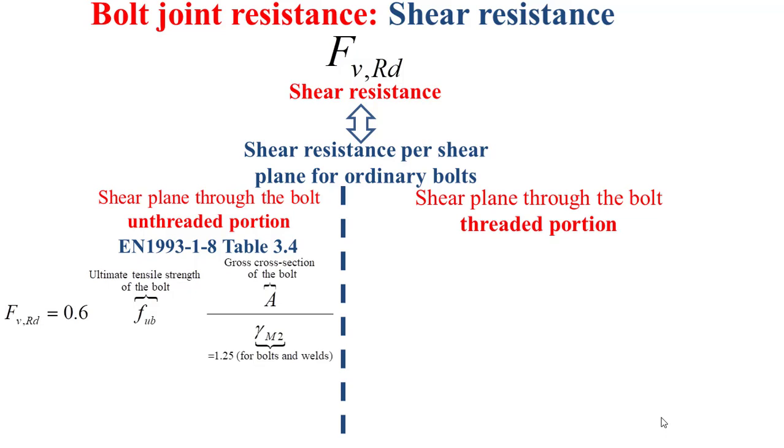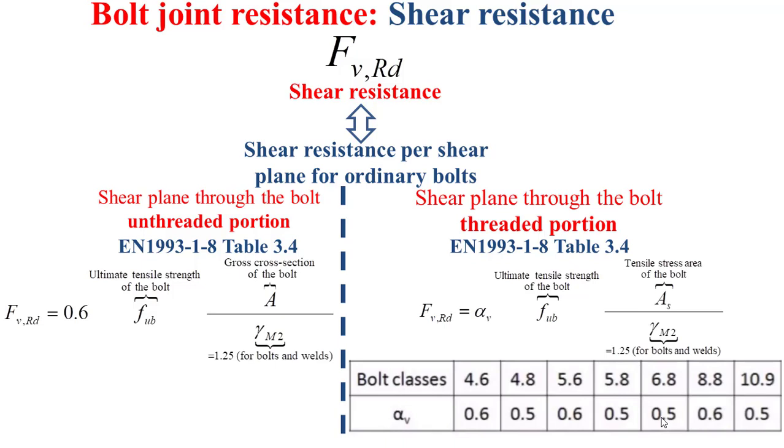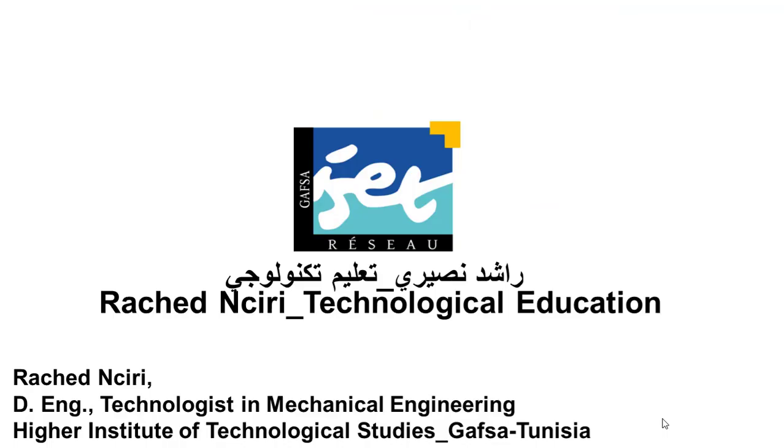For the second case of the threaded portion, based on the same European Standard 1993-1-8 Table 3.4, the shear resistance FvRd is expressed as alpha v multiplied by the ultimate tensile strength of the bolt fub multiplied by the tensile stress area of the bolt divided by gamma M2, which is equal to 1.25. Alpha v is obtained from the table that you see now at the bottom of this slide, depending on the bolt classes. This educational video comes to an end.